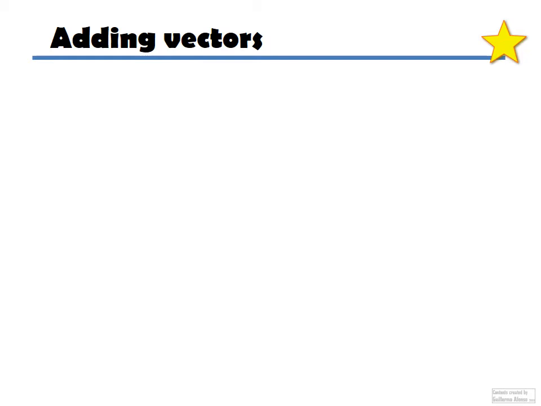I'm going to be talking about how to add vectors, vector arithmetic, and essentially how we do operations in this realm. So how do we do it? Well, first of all, we have to define what it means to add vectors. So this is what adding vectors means.